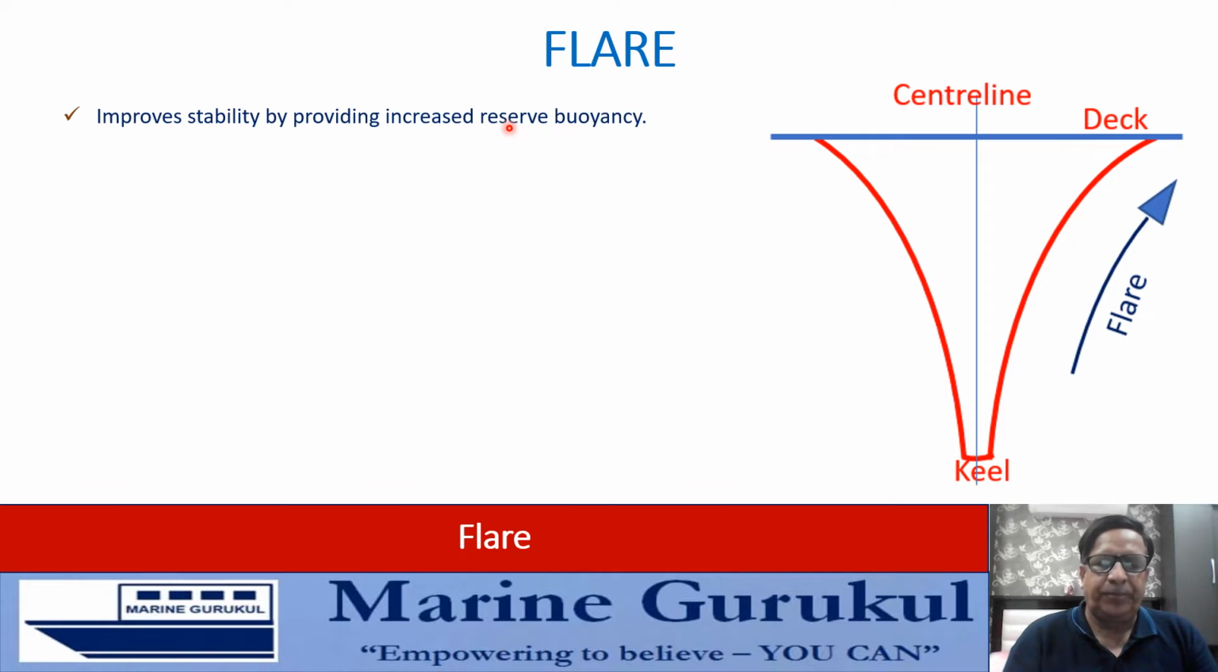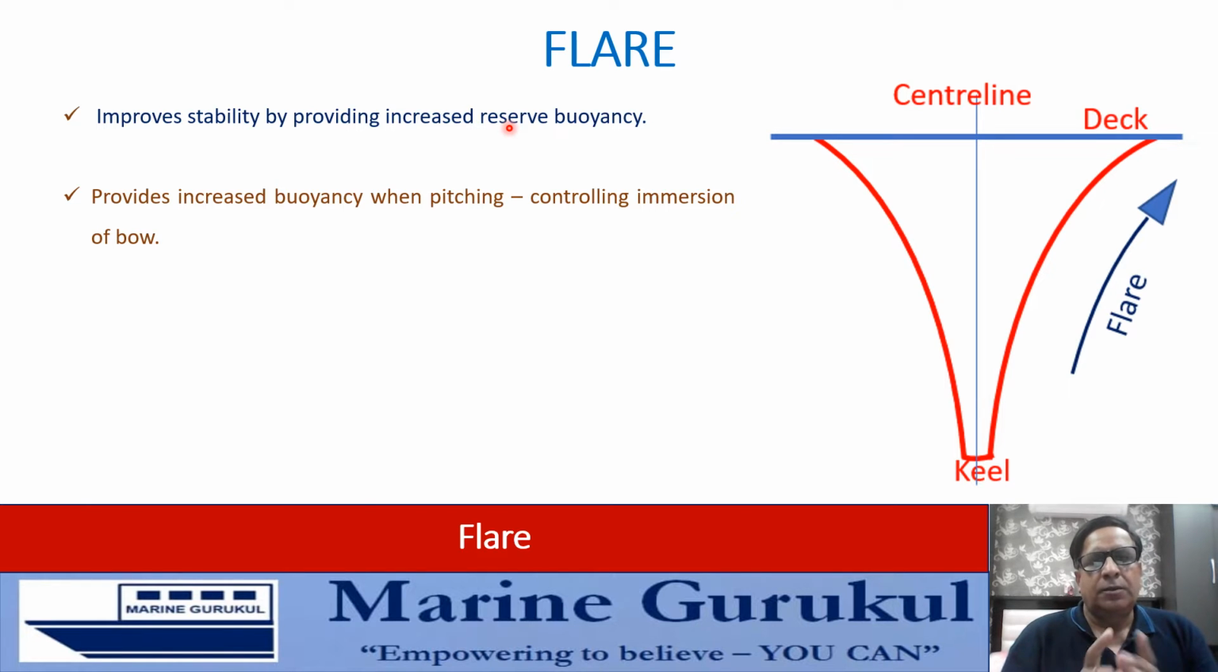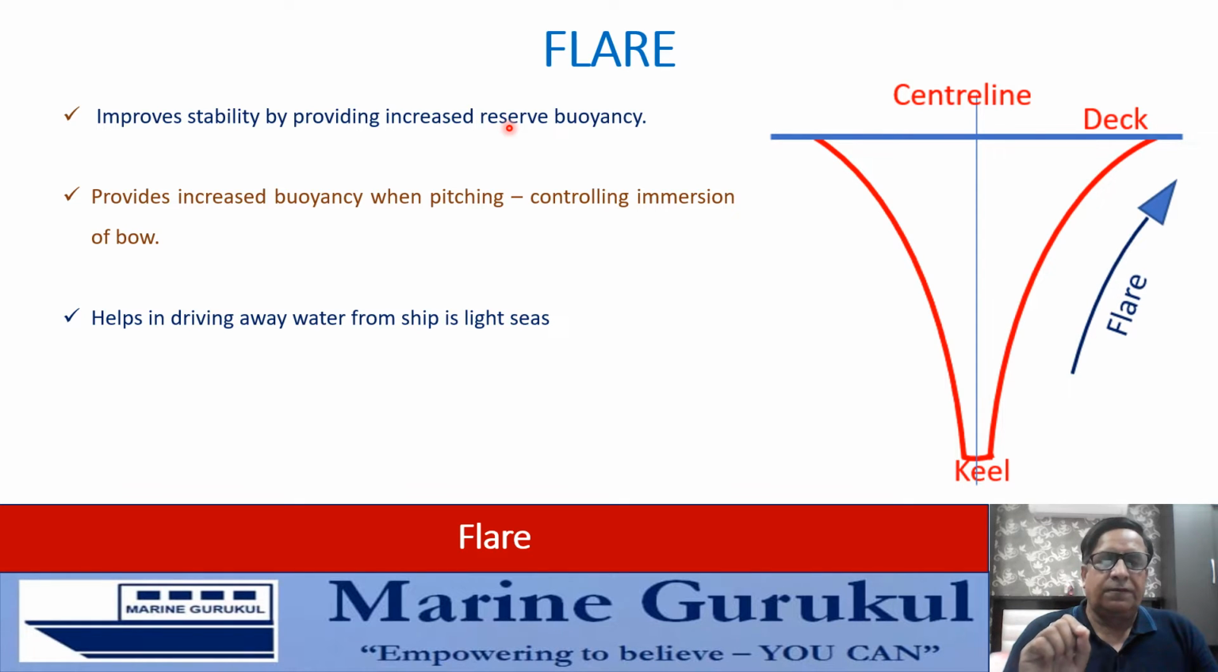reserve buoyancy. The bow flare provides increased buoyancy at the bow, thus providing more resistance against nose diving. So it provides increased buoyancy when pitching, controlling immersion of the bow during nose diving of the vessel in the trough. The bow flare also helps in driving away water when the ship is in light or calm seas.